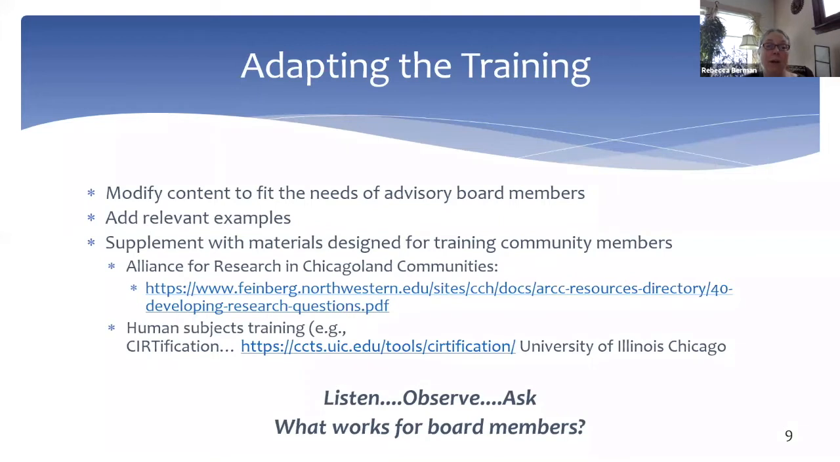Basically, you have to figure out what works for your board members. You have to listen to their comments, listen to their frustrations, observe body language. Not everybody speaks up. They may be intimidated. And also ask members what is working or not working in a non-threatening way that allows them to give meaningful, critical, and constructive feedback.